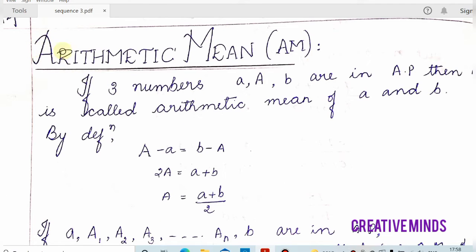Now come to the arithmetic mean, also called AM. If three numbers a, A, and b are in AP, then A is called the arithmetic mean of a and b.